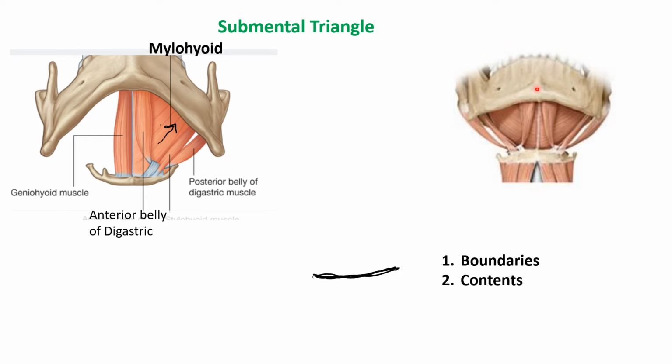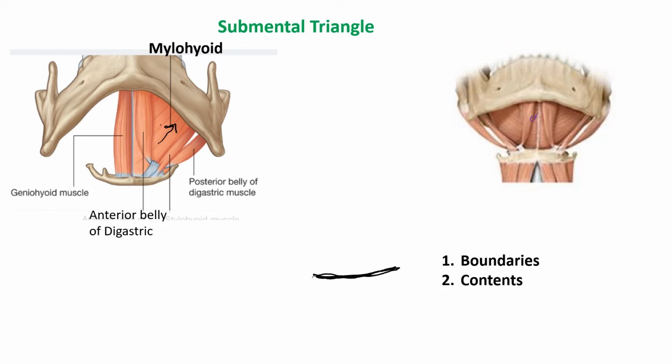Now, again, the boundaries of the submental triangle. The floor is formed by the mylohyoid muscle. The apex is the symphysis menti. The two sides are formed by the anterior bellies of digastric, and the base is formed by the body of the hyoid bone. What are the contents of the submental triangle?